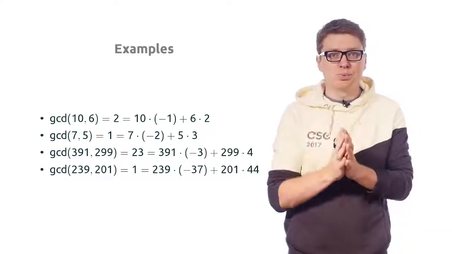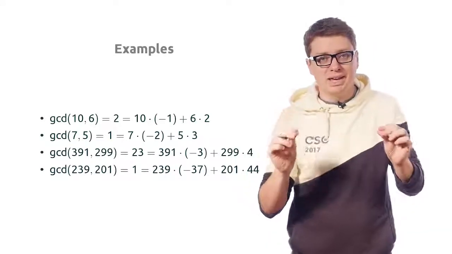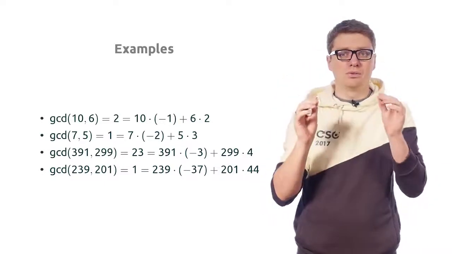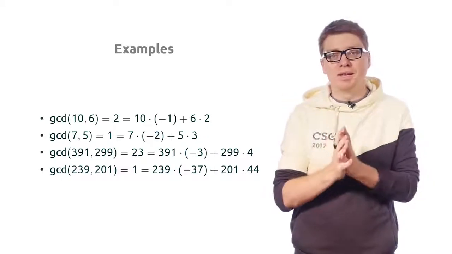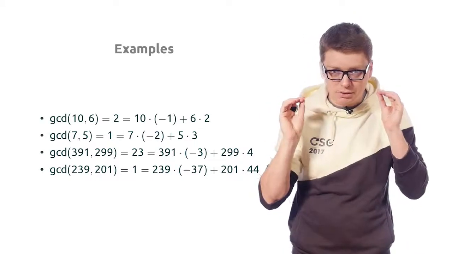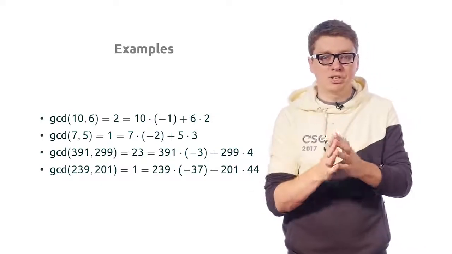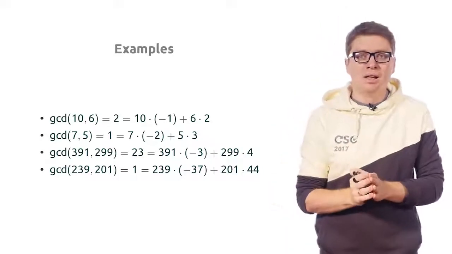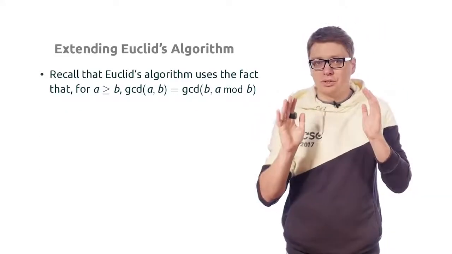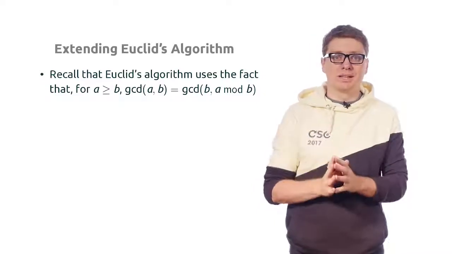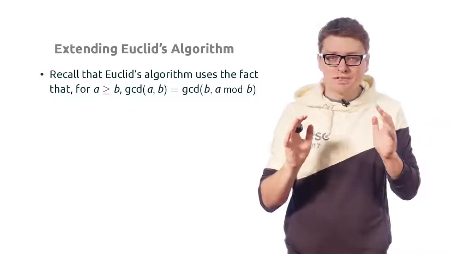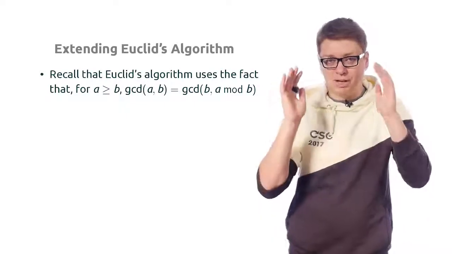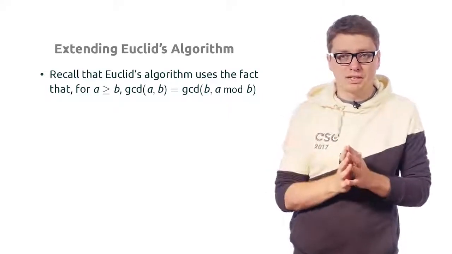Two more examples which are not so easy to compute by hand here on the fly, but still. The greatest common divisor of 391 and 299 is equal to 23, and it can be checked that it can also be represented as a linear combination of the numbers 391 and 299. Now let's try to extend the Euclid's algorithm so that besides computing the greatest common divisor itself, it also gives us a certificate, and by a certificate I mean these two numbers x and y.